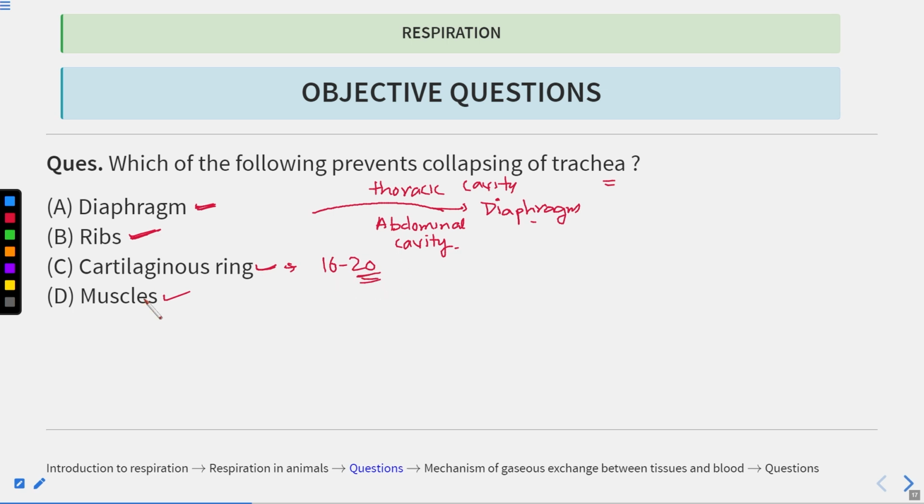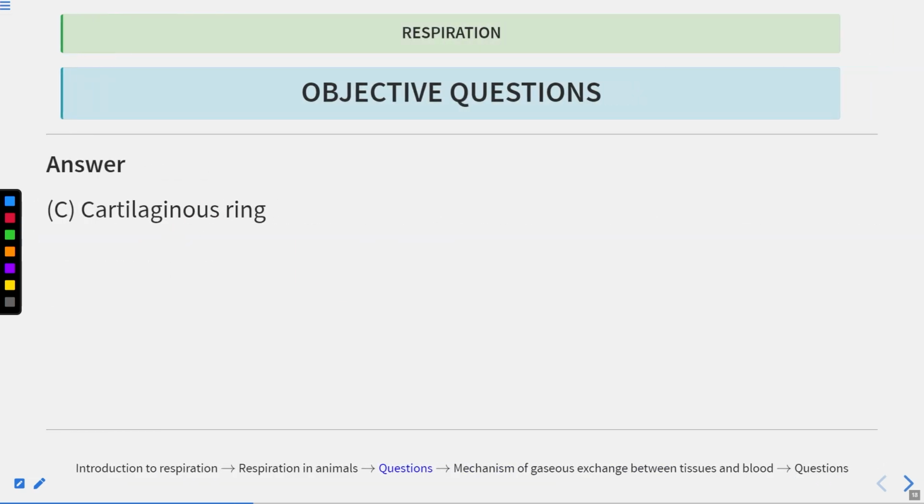The fourth one is the muscles. Muscles don't play any part in preventing the collapse of the trachea, but the muscles present in the thoracic region, especially those attached to the ribs, help in the breathing process. They contract and relax, and because of this we can inhale or exhale. Clear? So what should be the answer? Option C: cartilaginous rings help prevent the collapse of the trachea when there is no air present.